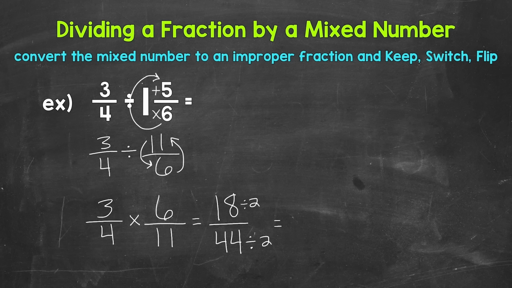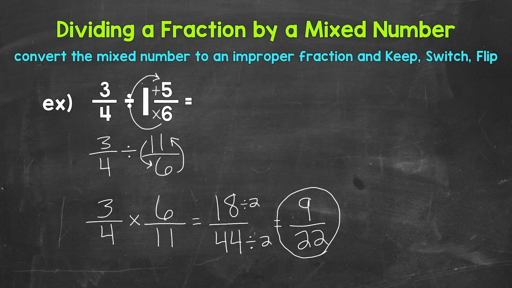18 divided by 2 is 9. 44 divided by 2 is 22. So we end up with 9/22. The only common factor between 9 and 22 is 1, so this is in simplest form, and we are done. So there's how to divide a fraction by a mixed number.